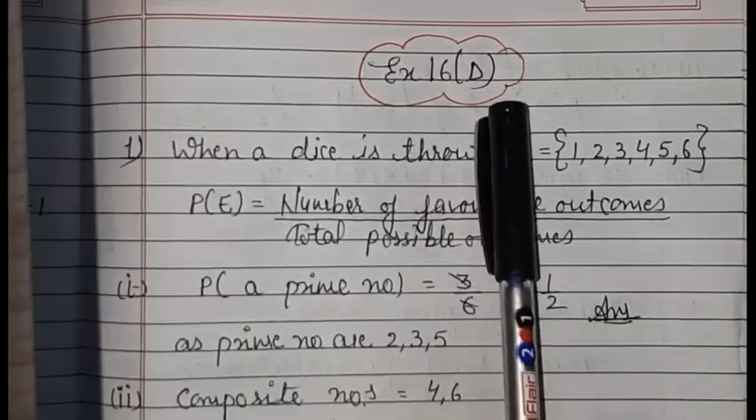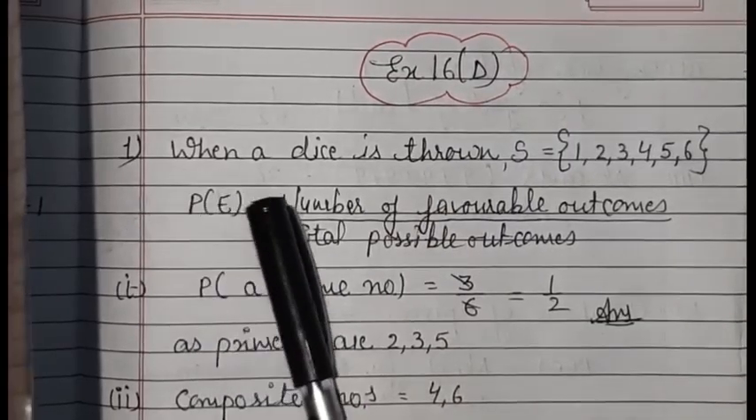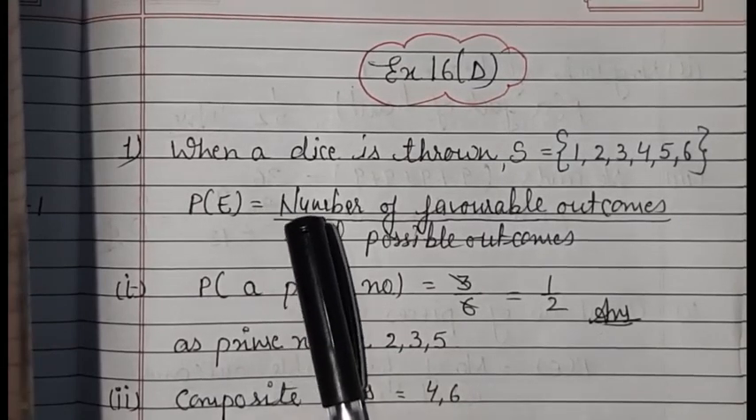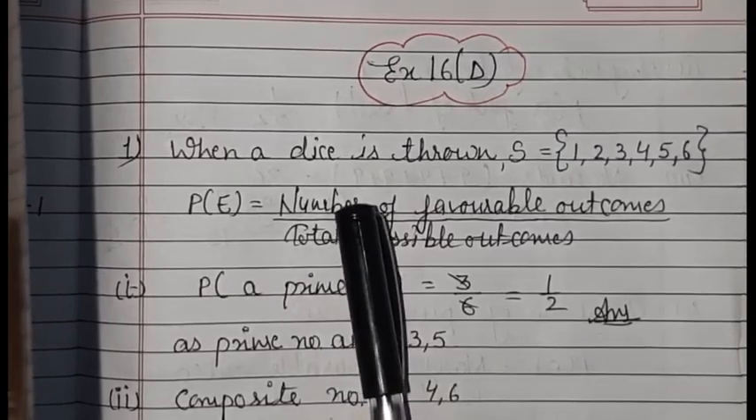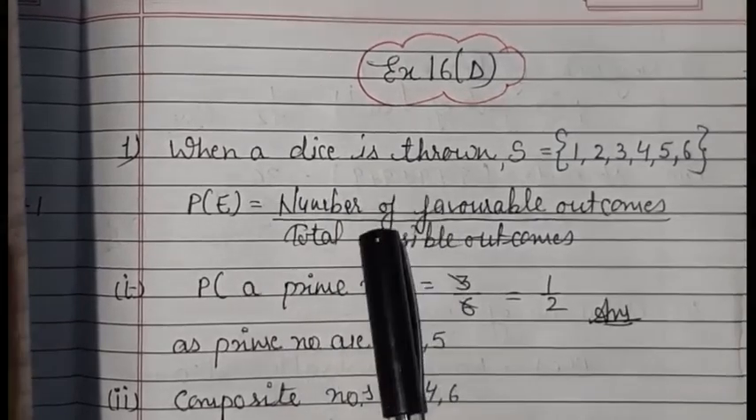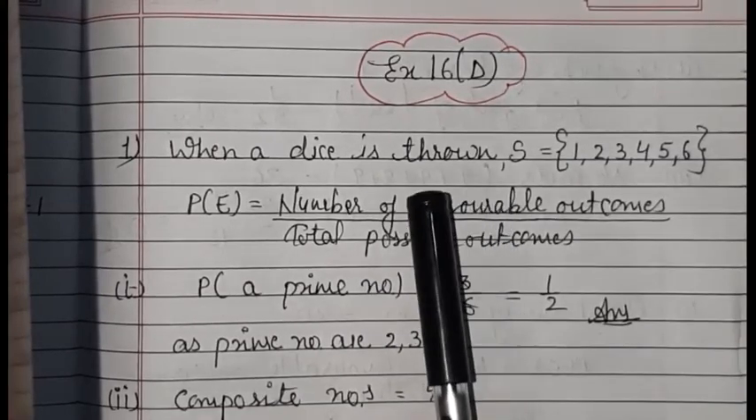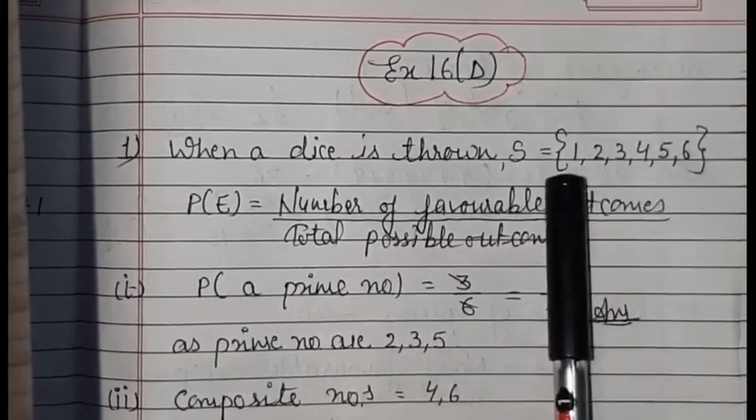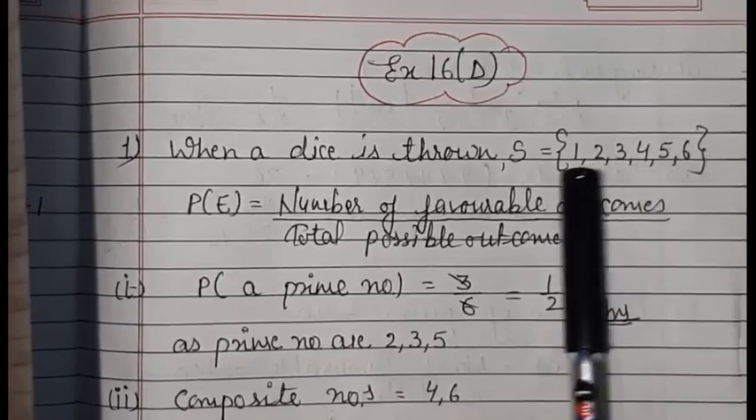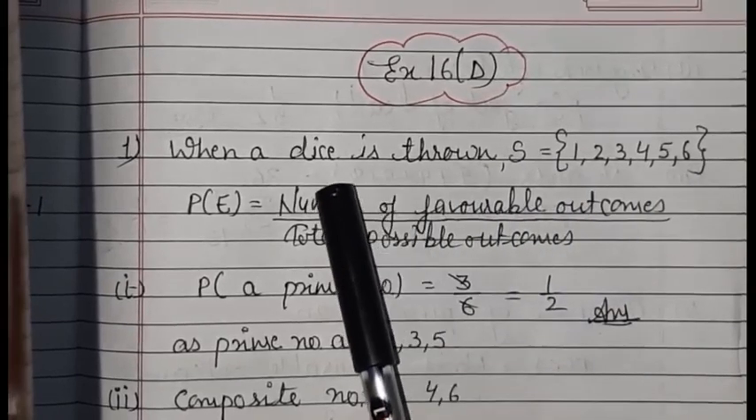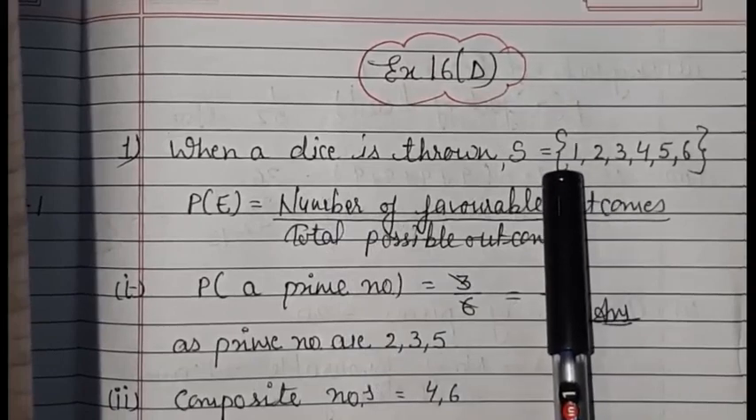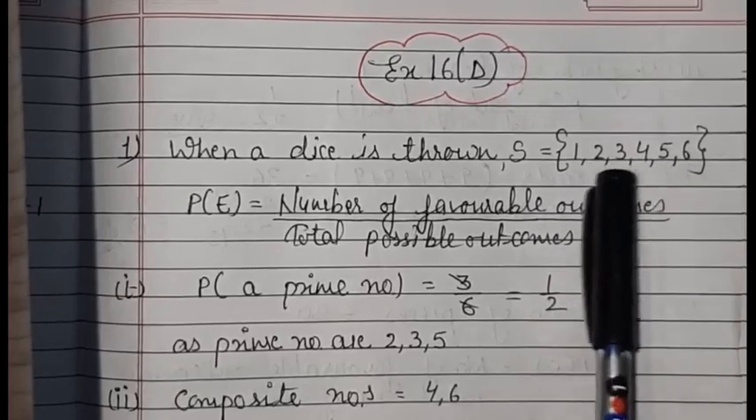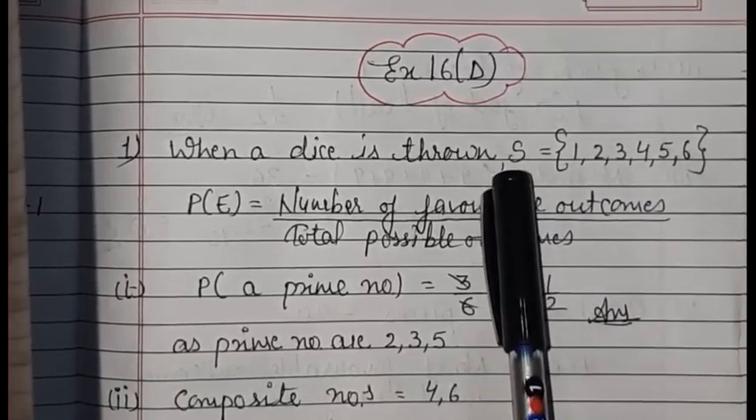Come to exercise 16D. First numerical. A dice is thrown at random a large number of times. Find the probability of getting a prime number, a composite number, and a number which is neither prime nor composite. So to calculate all these probabilities, first we have to make the sample space. Sample space means all possibilities we have to write. When we roll a dice, all possibilities will be 1 can occur, 2 can occur, 3, 4, 5, 6. These numbers can occur. So this is called sample space.